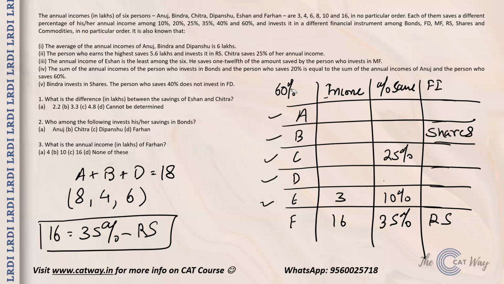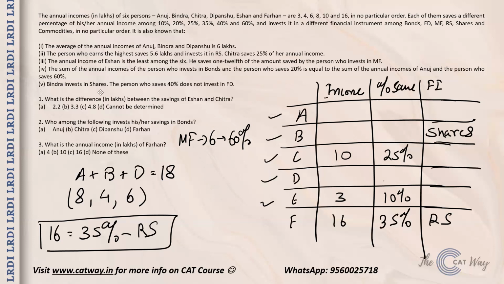Also one thing is certain, that the person with the mutual funds is going with 6 lakhs, and he is saving 60%. That person is between A, B and D. That person is clear between A, B and D. One more thing, C is definitely getting an income of 10 lakhs. Okay, let's move ahead.